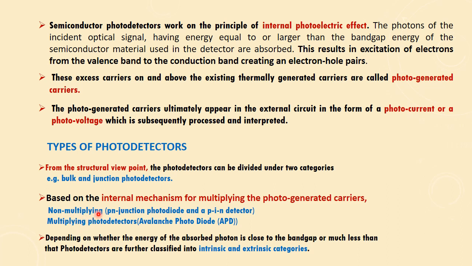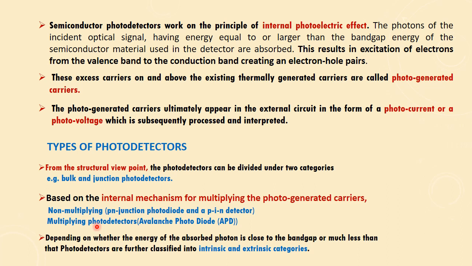The best example for the non-multiplying type is the PIN photodetector, or we can call it the PN junction photodiode. So this is one type of non-multiplying photodetector. The multiplying type photodetector is the avalanche photodiode. Why? Because there is a multiplication of photocurrent within that highly doped region, so it is called the multiplying type.